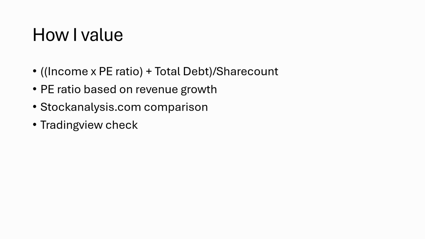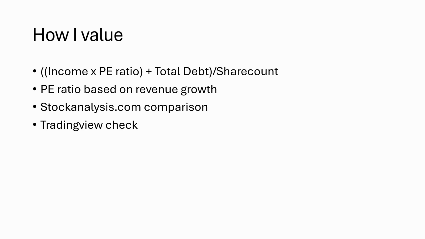I use the formula of income times PE ratio, where the PE ratio is what I expect it to be, not what it actually is. Then I add to that the net debt, it should say net, not total, which is the total cash minus total debt. And then I divide all that by the share count.